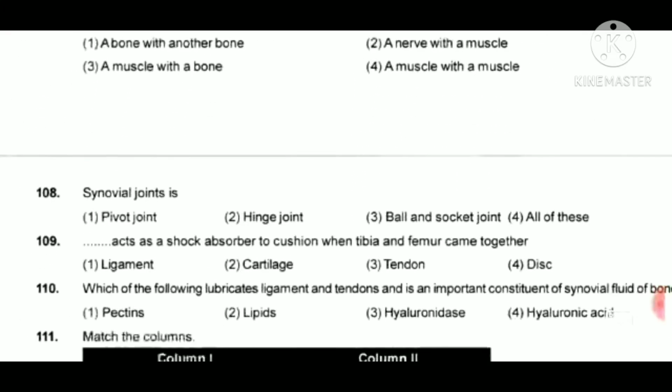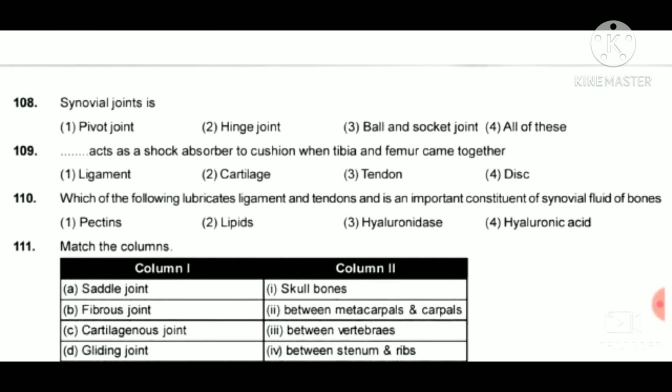Next is question number 108. Synovial joint is number 1, pivot joint, number 2, hinge joint, number 3, ball and socket joint, number 4, all of these. And the answer is option number 4, all of these.